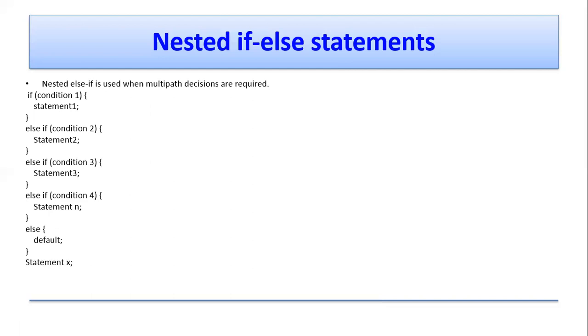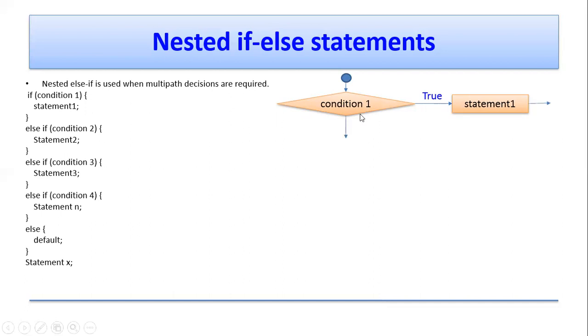So from the outside if else nested if else statement, I can have any number of statements, right? So this is the relevant flowchart, condition 1. If this is true, I can have statement 1. Statement 1 means there can be more than one statement as well, right? If this is false, then I can go to condition 2.